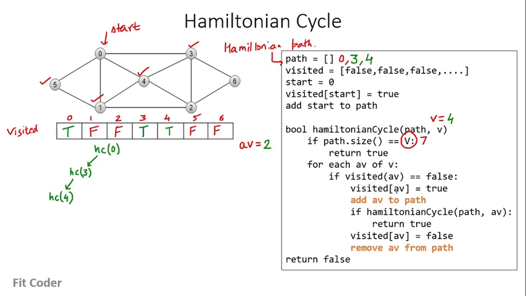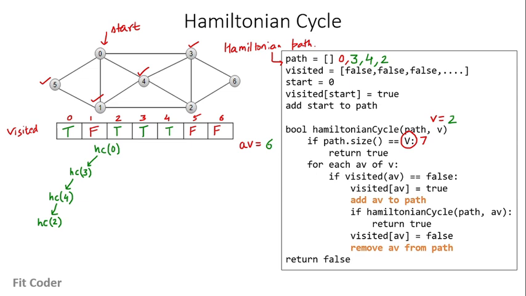The first step is we mark visited 2 as true and then we add 2 to the path and we invoke Hamiltonian cycle for the vertex 2. So here we're calling HC2. So V becomes 2 now. Size of the path array is not equal to 7. So we come in this for loop. So adjacent vertices of 2 are 1, 4, 3 and 6. 4 and 3 are already visited. Let's say we pick 6.